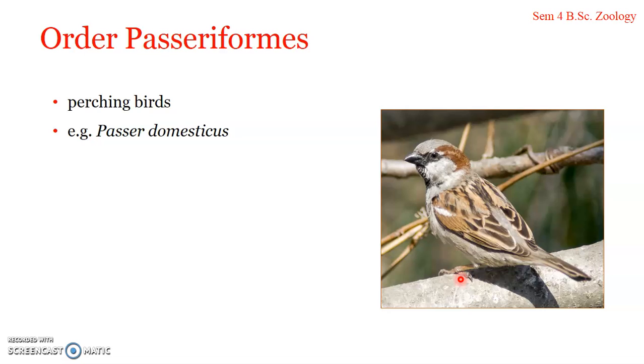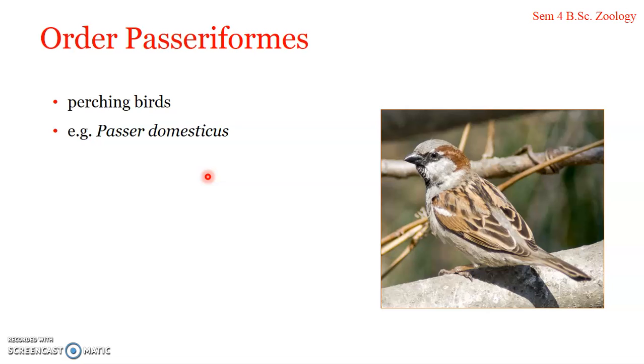Adapted for perching. Beaks are adapted for cutting, and very common, Passer domesticus, that is a house sparrow, which you are supposed to learn. And then the common crow, okay, the house crow, Corvus splendens. Then Indian jungle crow with complete jet black color, that is Corvus macrorhynchos.